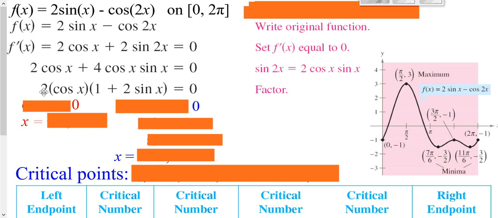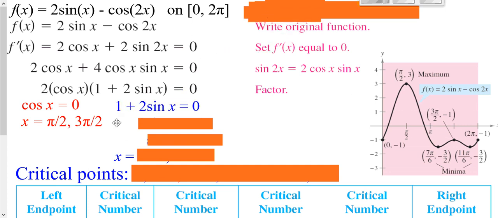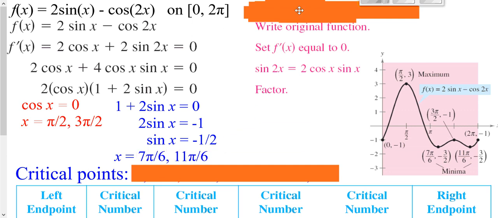So 2 is never going to be equal to 0, but cosine could be equal to 0. And then you got to think, on your unit circle, where is cosine equal to 0? Well, that's top of the unit circle and bottom of the unit circle. And notice we're only going one revolution around, 0 to 2 pi. Then you got to set the second parenthesis equal to 0. So you'd have to go ahead and subtract 1, divide by 2. And then you got to ask yourself, where is sine equal to negative 1/2 on your unit circle? Well, that's at 7 pi over 6 and 11 pi over 6.